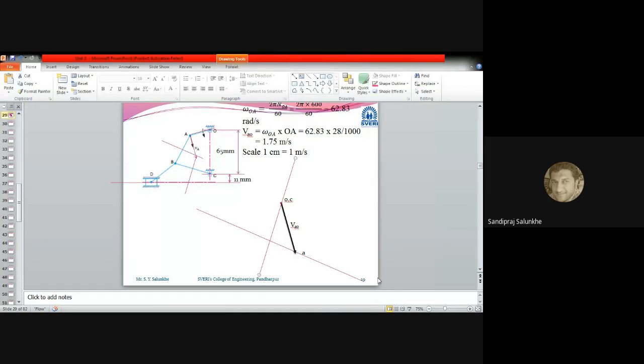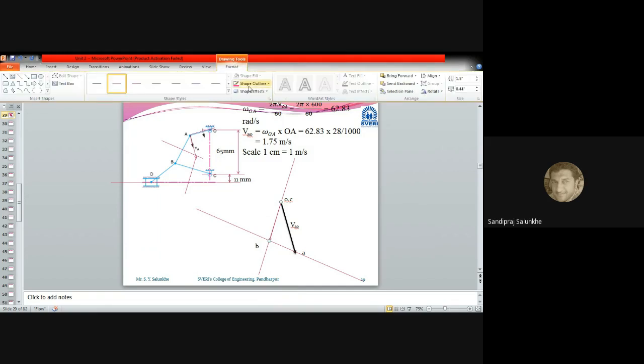Okay. Now, if suppose these two lines are indicating the point B, that this line is also indicating that point B is on that line, and this line is also indicating that point B is on that line, then B will be at intersection of these two. So here the B will be, and even you are going to draw vector O to B, this vector is showing velocity of point B with respect to A.